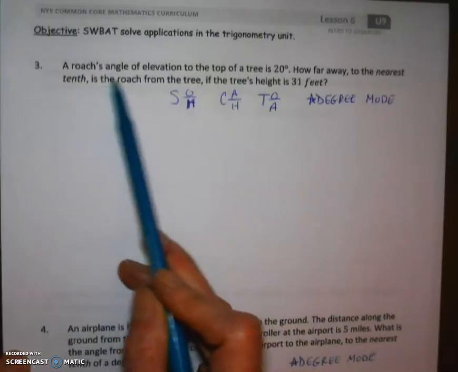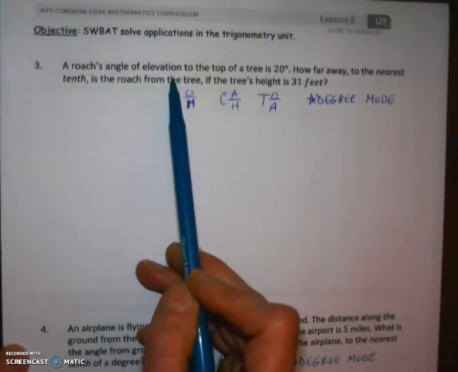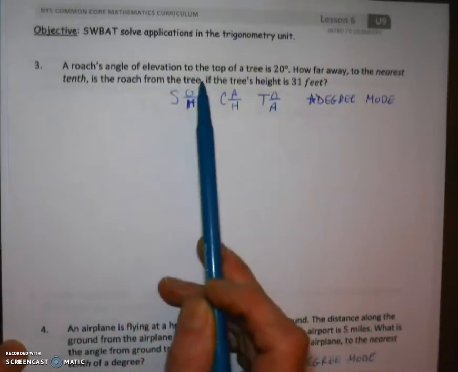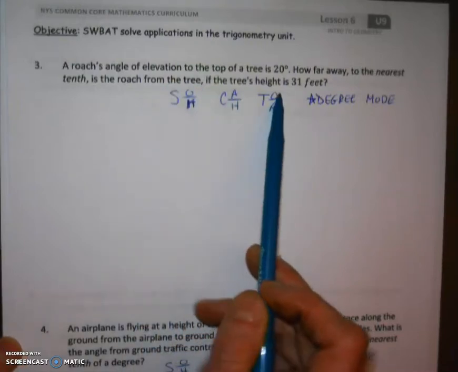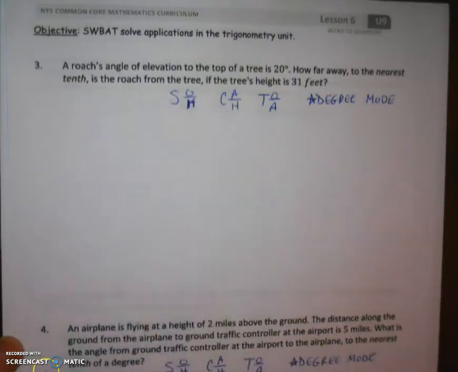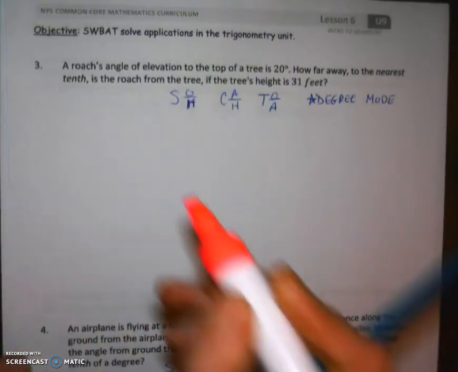Example number 3, angle of elevation. That's the angle formed by the horizontal looking up. Elevation, like an elevator, takes you to the top. The angle of elevation to the top of a tree is 20 degrees. How far away, to the nearest tenth, is the roach from the tree if the tree's height is 31 feet?